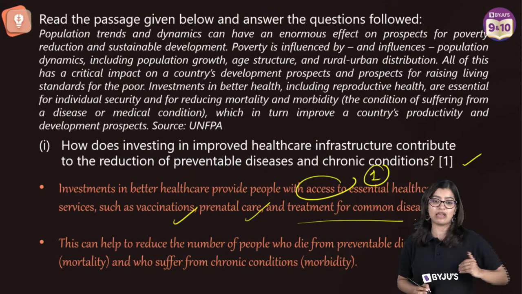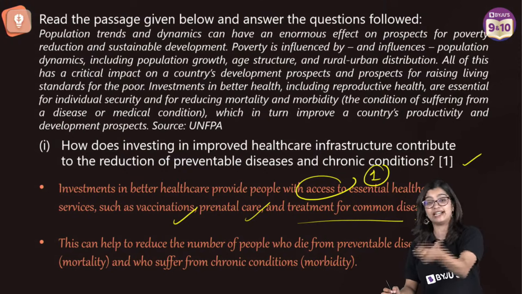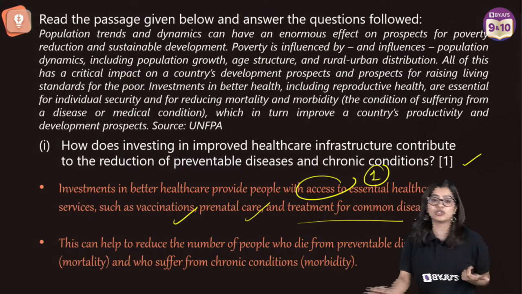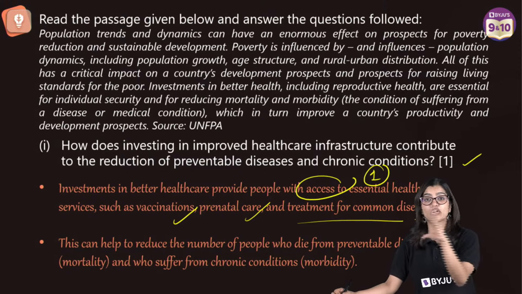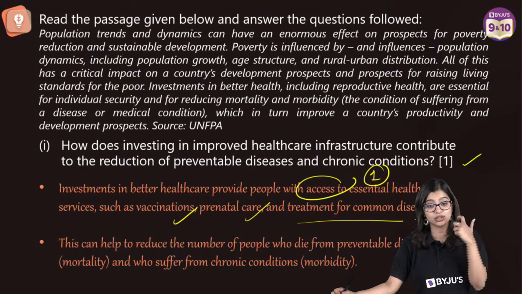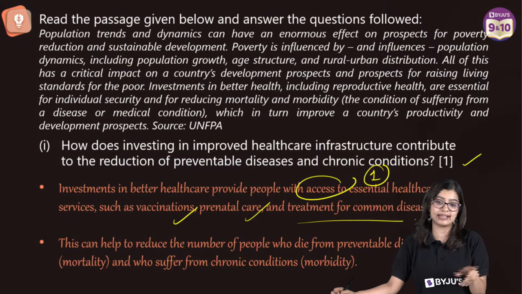So regularly, if we are getting treated regularly, then our body also builds immunity, right? What is a chronic condition? When it's prolonged for a long period of time, right? So that is what we understand as chronic. If people's health is good, then they will be more productive. Could that be a reason?